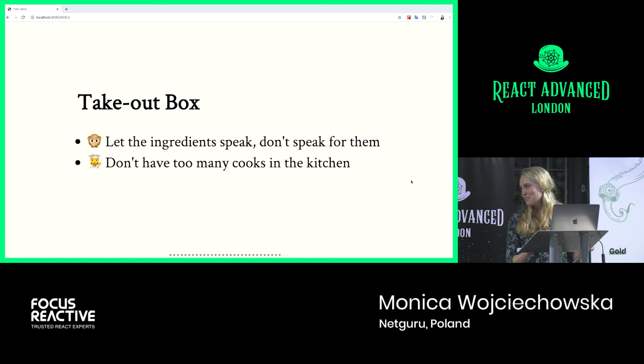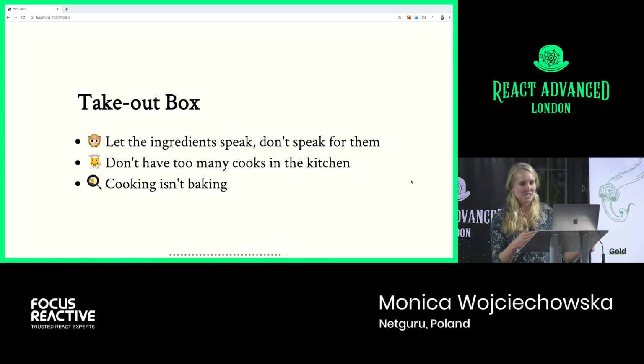Next takeaway, don't have too many cooks in the kitchen. We talked about this one in depth. A chef and a sous chef with clear delineation of responsibilities work much better together. And the last takeaway is that cooking isn't baking. So baking is really about using exact proportions. There's not much room for creativity if you're following a recipe, whereas cooking is about using patterns and understanding the tools you have to work with.